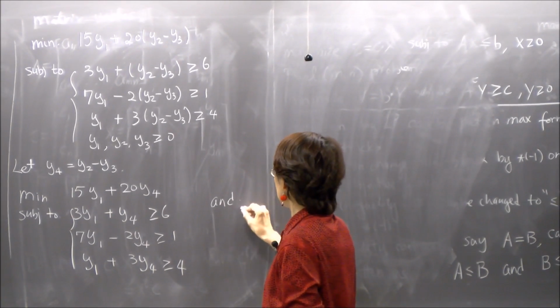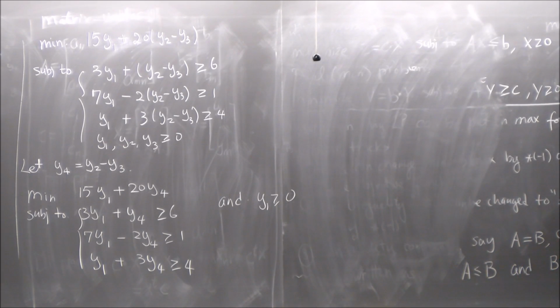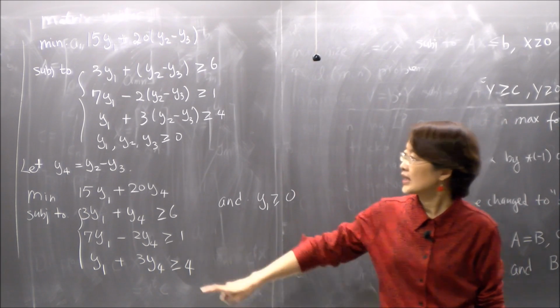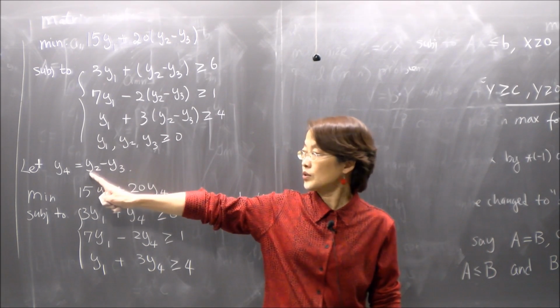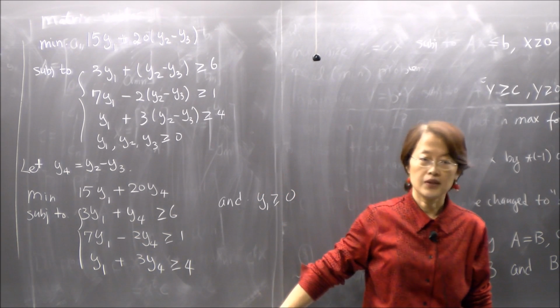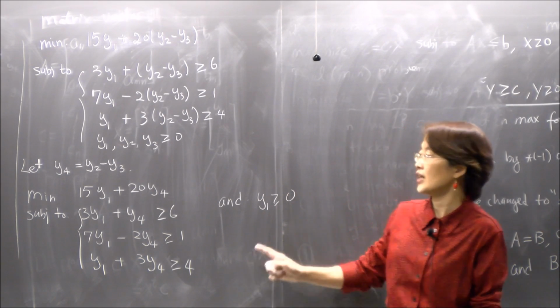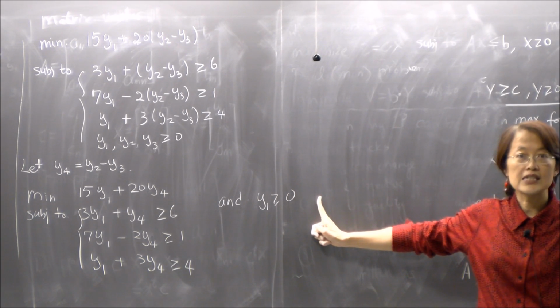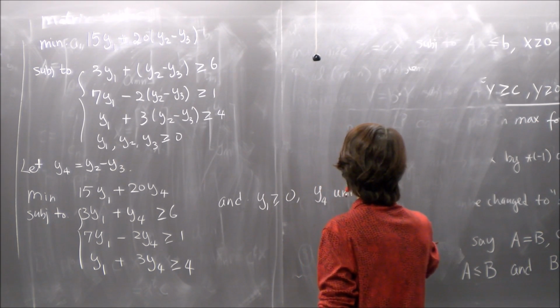What I know is y1 is still bigger than or equal to 0. That hasn't changed. What about y4? What do you think happens to y4? How did I define y4? It is the difference between y2 and y3. Is that right? And I know y2 is positive, y3 is positive. But I don't know about y2 minus y3. We agree? It could be any number. So you cannot say y4 is positive, can you? You can't conclude that. So y4 is now unrestricted.